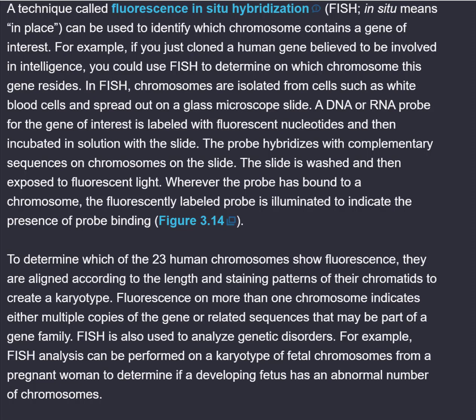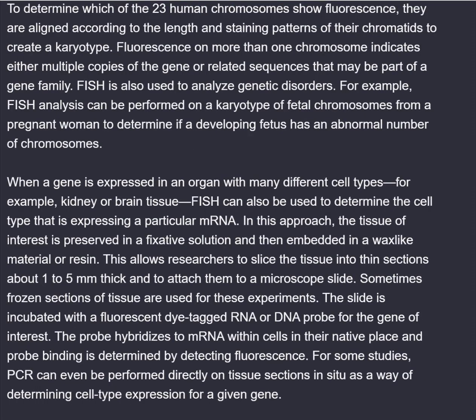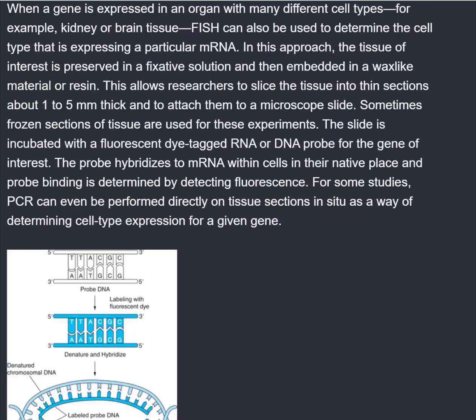Figure 3.14. To determine which of the 23 human chromosomes show fluorescence, they are aligned according to the length and staining patterns of their chromatids to create a karyotype. Fluorescence on more than one chromosome indicates either multiple copies of the gene or related sequences that may be part of a gene family. FISH is also used to analyze genetic disorders. For example, FISH analysis can be performed on a karyotype of fetal chromosomes from a pregnant woman to determine if a developing fetus has an abnormal number of chromosomes.